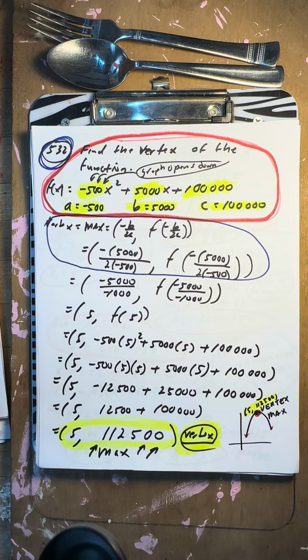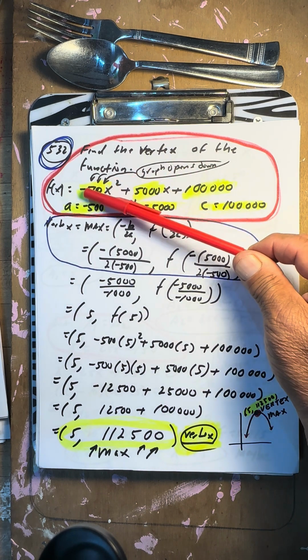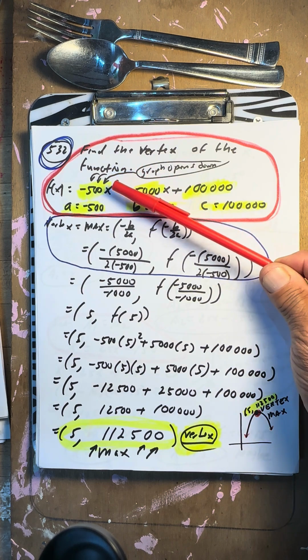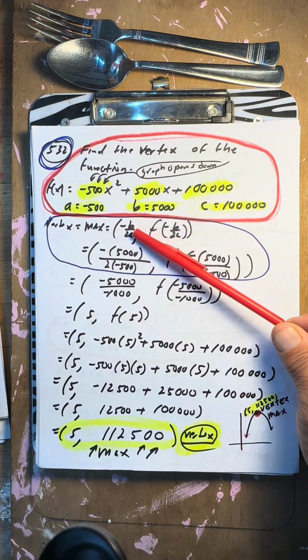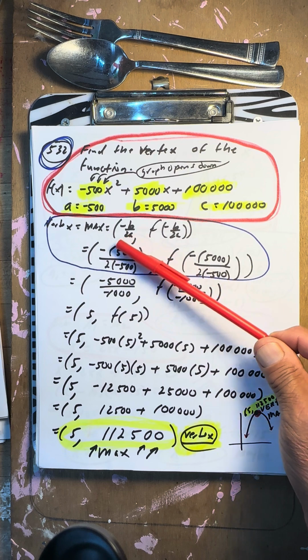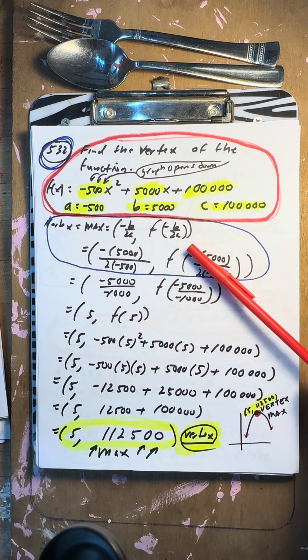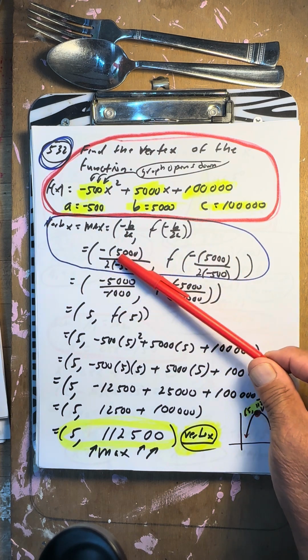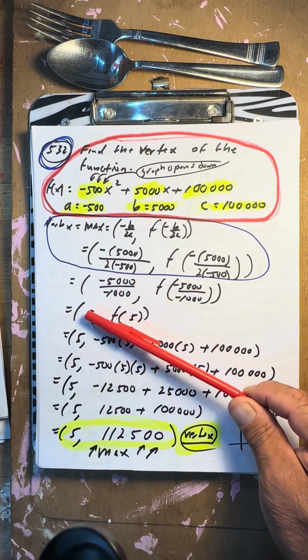I think. All right. Find the vertex of this. Same thing. But this one opens down. See the negative? It's going to open down. So find the vertex: A, B, C. Put them in the vertex formula. Negative B over 2A. Okay. Simplify that a little bit. You're going to get 5, and f of 5.